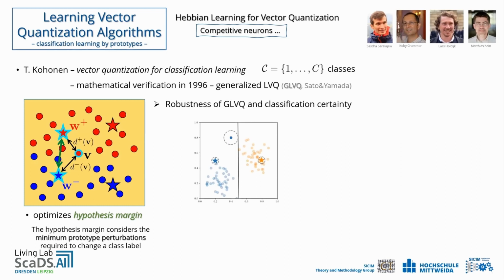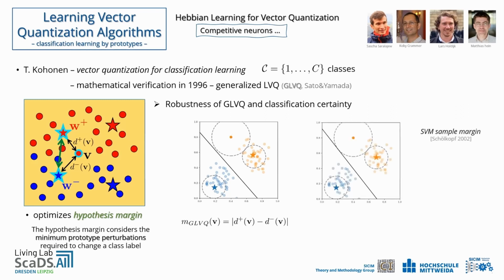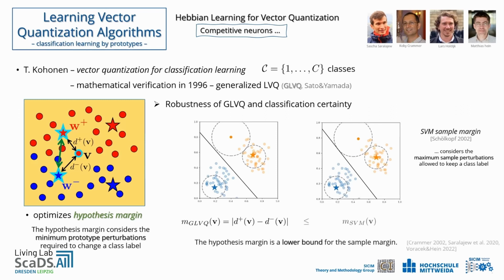So what about the hypothesis and the sample margin? The hypothesis margin and the sample margin are visualized in this picture. The hypothesis margin is a maximum radius where you can move the prototypes within the ball, but not leading to different class assignments for a given data sample, whereas the sample margin, which is used in SVM, is what we can move the data point inside a ball without changing the class assignment by the model. It turns out that the hypothesis margin is a lower bound for the sample margin.